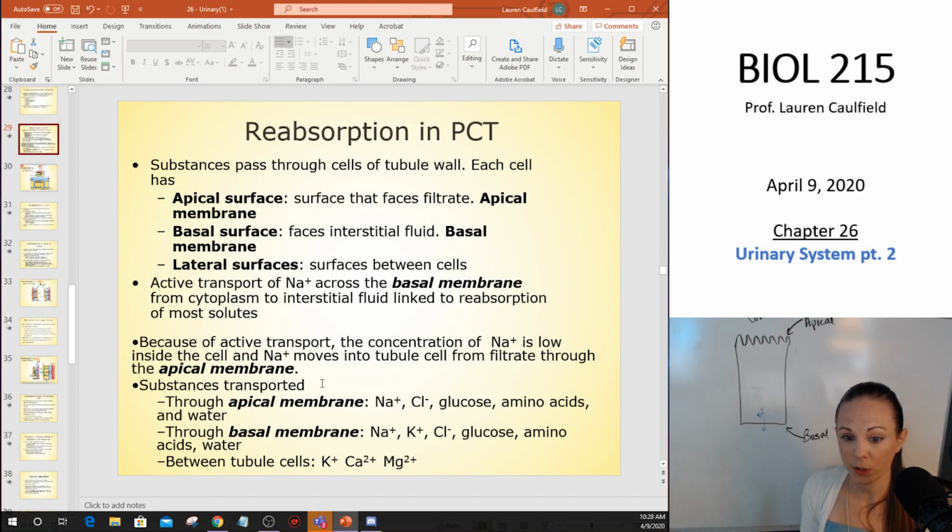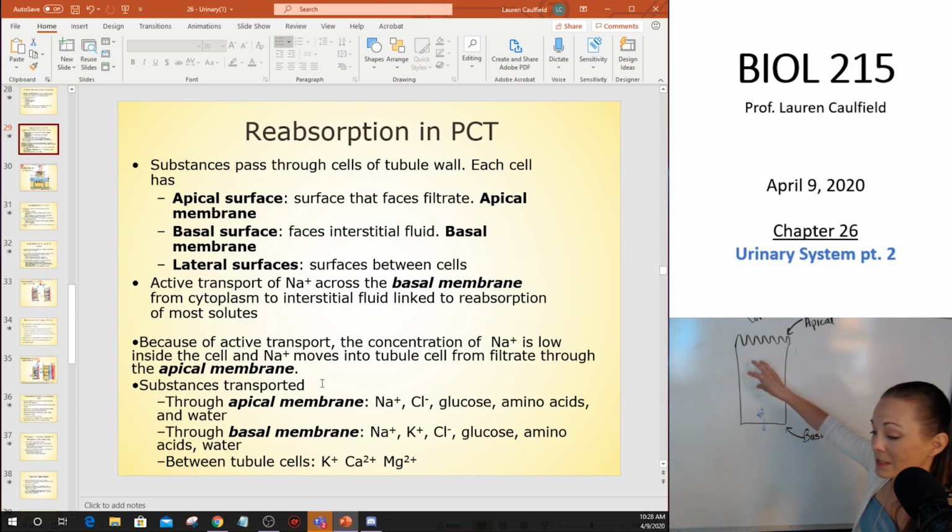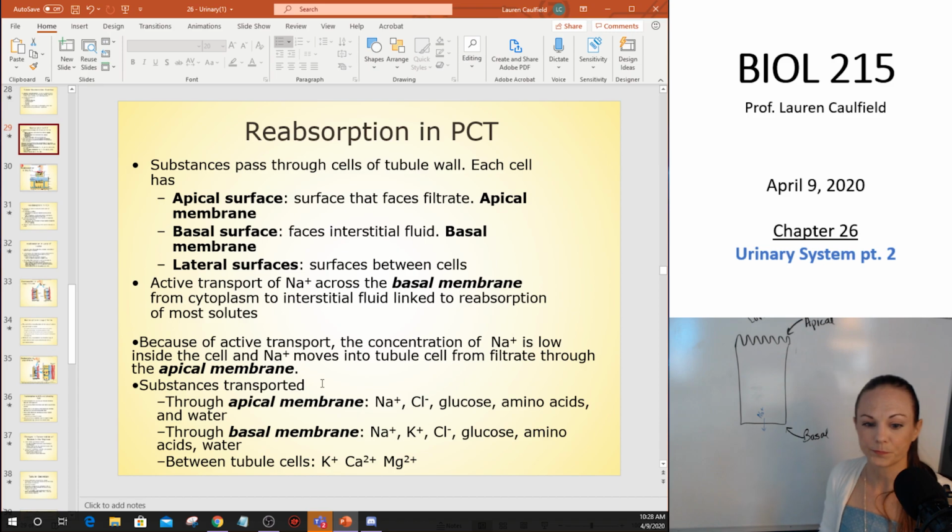Because of active transport, the concentration of sodium is low inside of the cell, and so sodium is going to move from the filtrate into the cell through this apical membrane, and then it'll be actively transported out into the interstitial fluid. So passively, it's going to move from the lumen across the apical surface, and then active transport out of the cell. So we create a gradient here, and it's going to draw that movement.